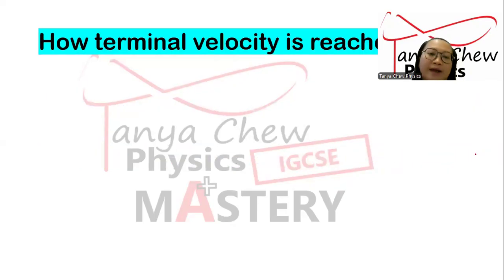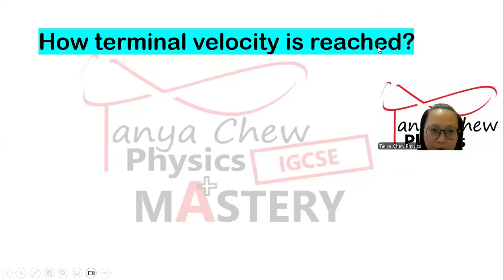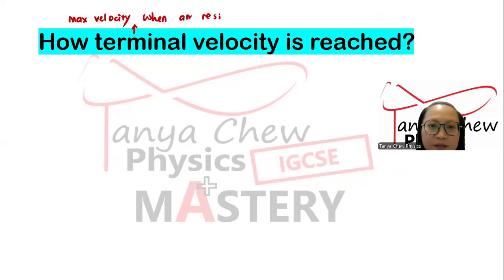Right, now let me explain how the terminal velocity is reached. But before that, I need to explain the definition of terminal velocity. Terminal velocity is the maximum velocity when air resistance balances the weight of the object.